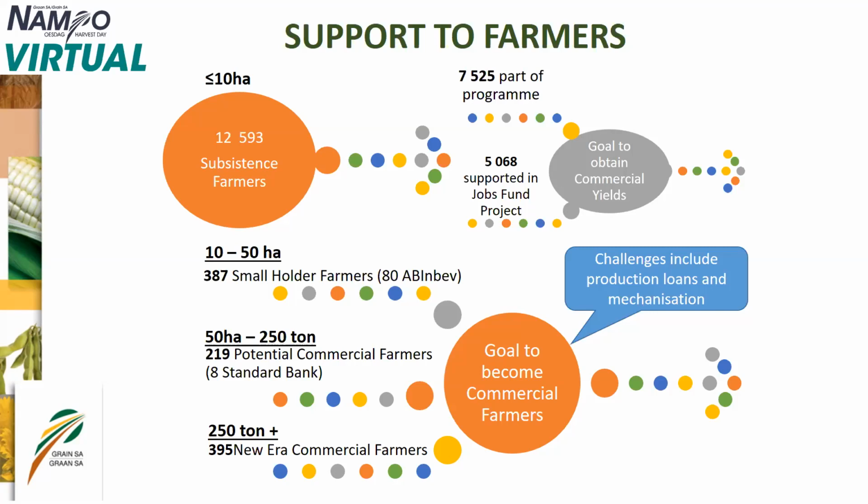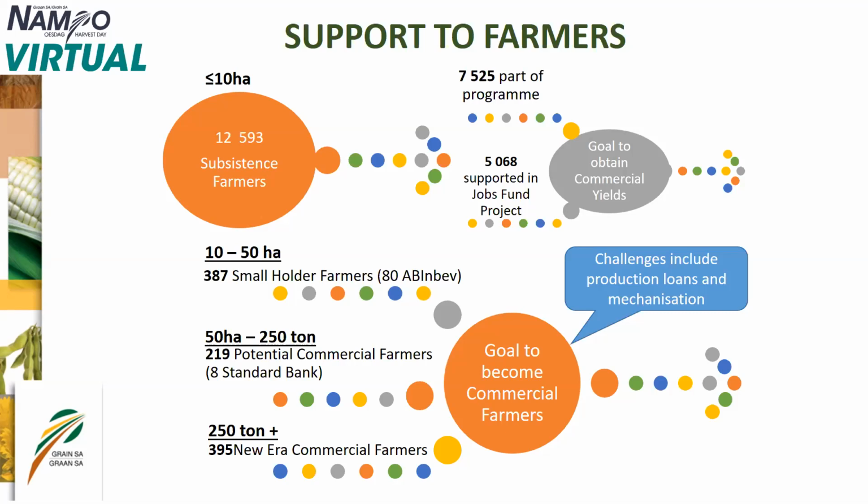In the category of smallholder farmers, 10 to 50 hectares, we've got 387 producers. Then we've got 50 hectares up to 250 tons produced, which we call our potential commercial farmers. There we've got 219, and then we've got our new era commercial farmers, 395 producers, and these we classify as producers that produce more than 250 tons.